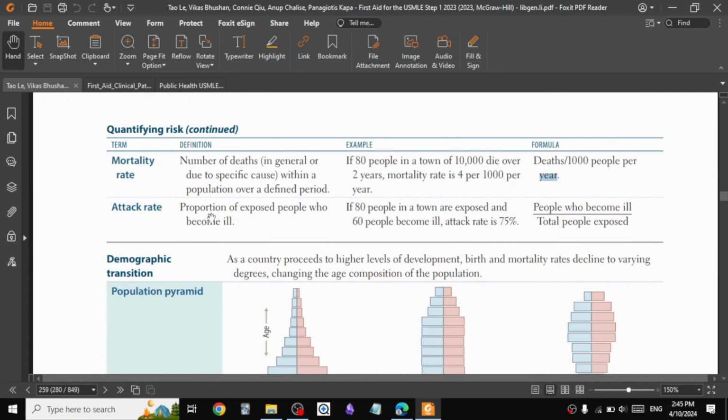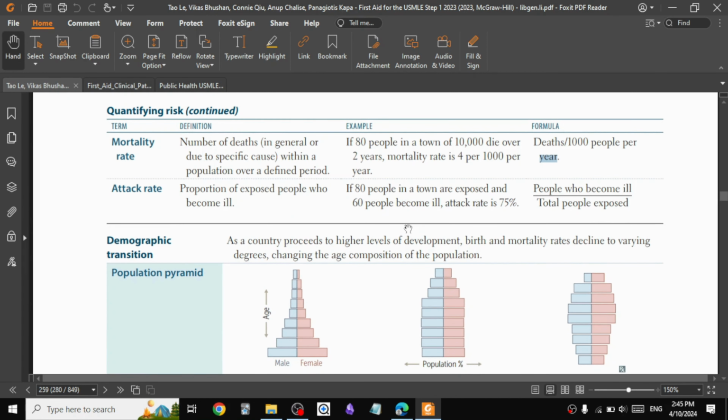What is attack rate? Attack rate is the proportion of exposed people who become ill. So people who become ill divided by total people who are exposed. Attack rate is similar to incidence, but attack rate is basically used for a contagious disease or something. Incidence can be for any sort of disease.